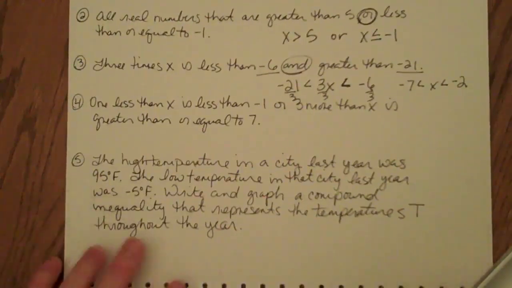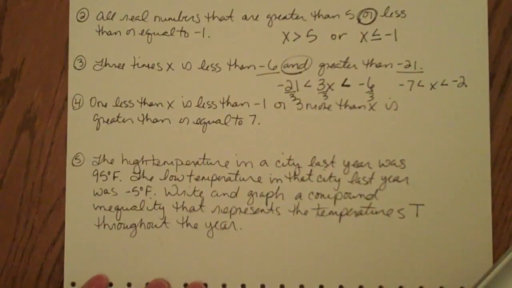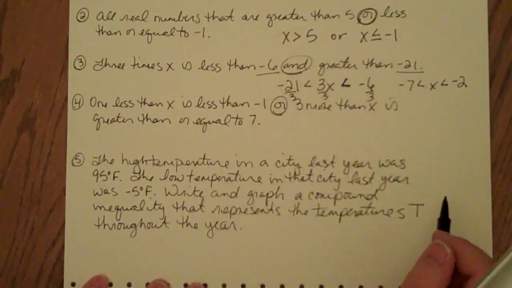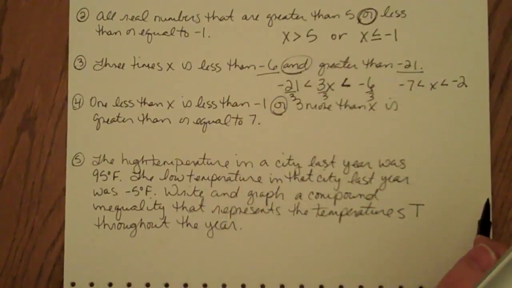Another one we can look at here: 1 less than x is less than -1, or 3 more than x is greater than or equal to 7. Well, this is an or statement, which tells us that, if you remember from our solving the or statements, it's actually 2 different inequality statements, completely separate, that are combined with the word or.